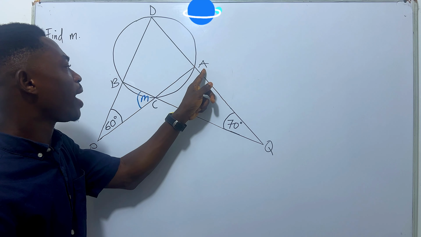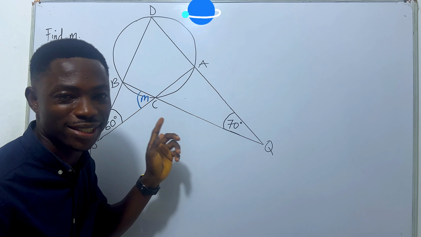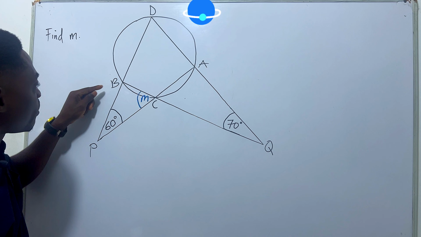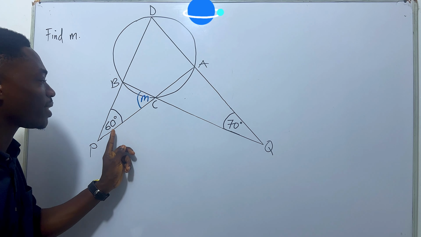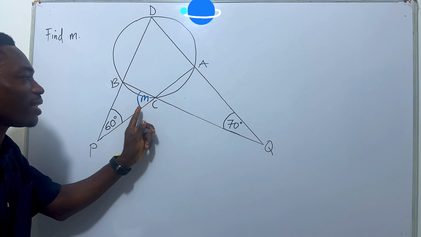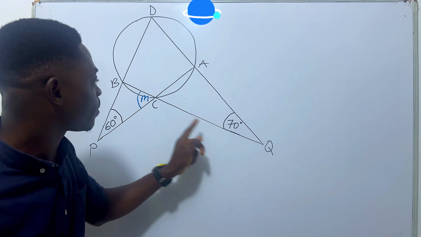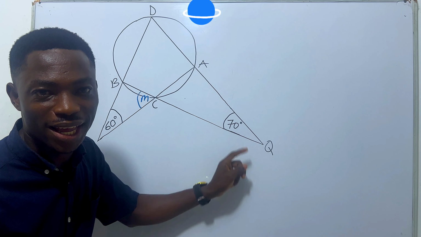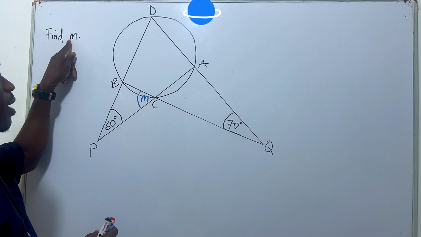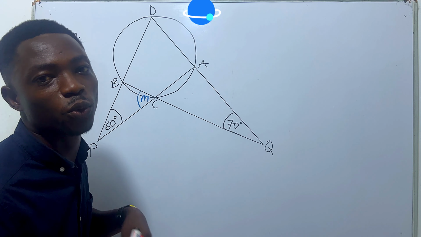Now, A, B, C, D are points on the circumference of the circle. Angle BPC is 60 degrees. Angle BCP is M degrees. Angle AQC is 70 degrees, and we are to find the value of M, meaning angle M. How do we do this?